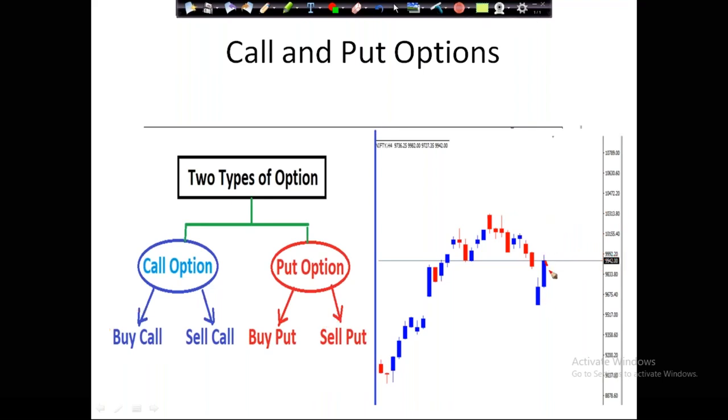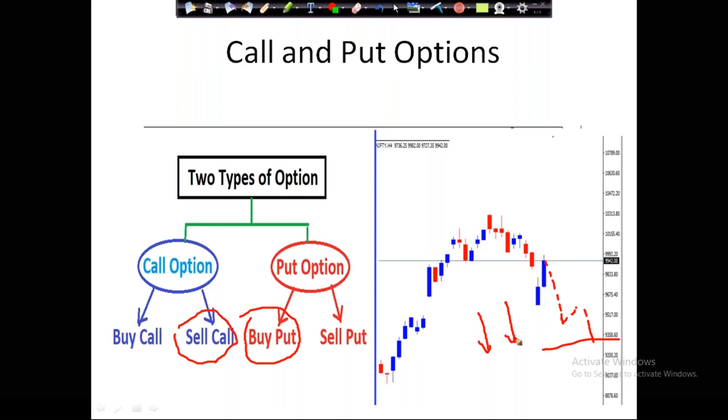Suppose our view is price will drop from this area. We are expecting that price will drop from this area, every indicator shows that price will drop to this level. So in that case, we can enter this market in two ways. Way number one, we can buy the put, meaning price will drop, or we can sell the call. Both are the same view. It is very easy, call and put.